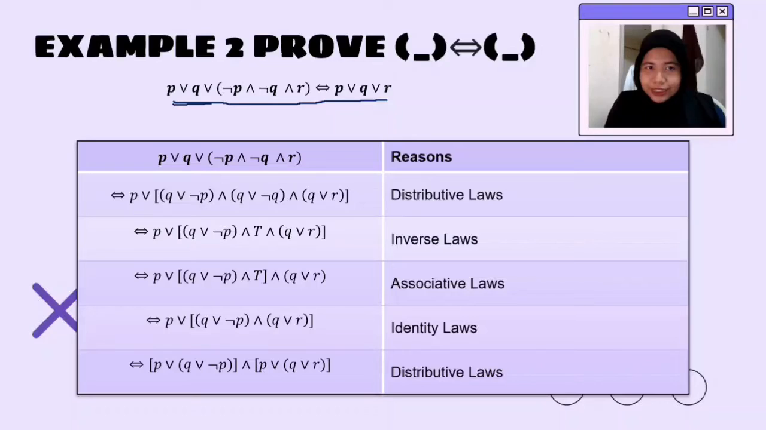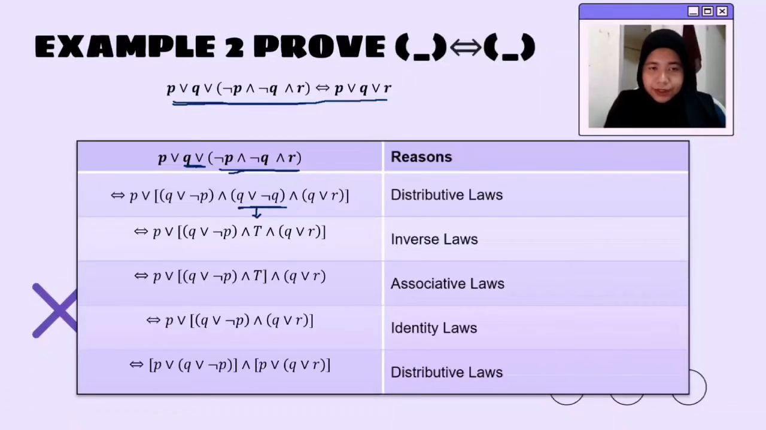Usually we will do the left hand side first. So there's not much that we can simplify except to distribute. So we will distribute Q with the one inside the bracket. So we'll be using distributive laws. It will become Q or not P, and Q or not Q, and Q or R. So for this one, we can see the one inside bracket here. We have Q or not Q. From that one, we can use inverse law and it will become T right there.